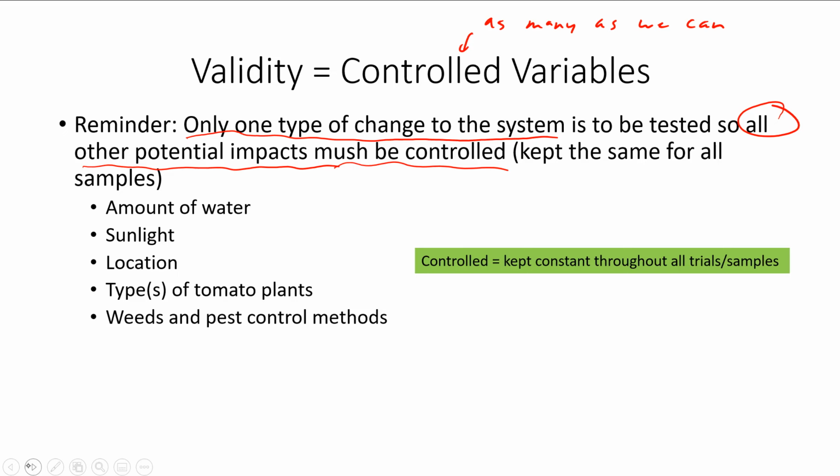The types of tomato plants that I'm using, how do I go about controlling weeds and pests, right? All these things that might impact the growth of my tomato plants, I need to keep those the same, right? All of them kept the same, all right? And as much as I possibly can. Now, the purpose behind that is I want to see how the soil amendment and only the soil amendments are impacting my tomatoes. Right?